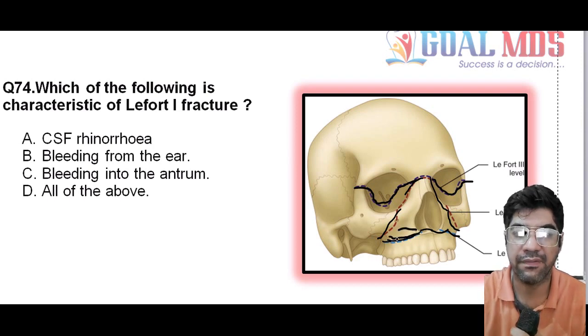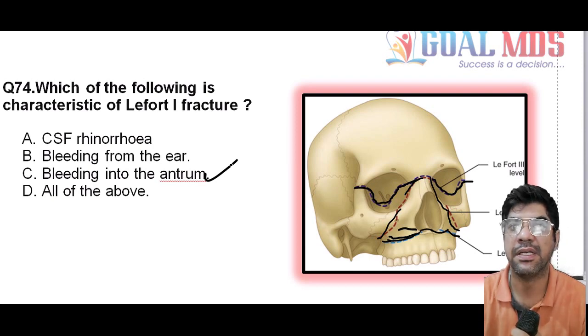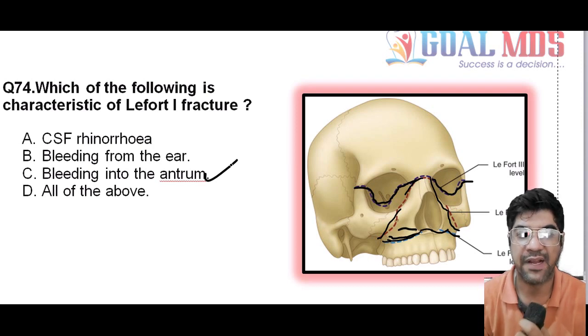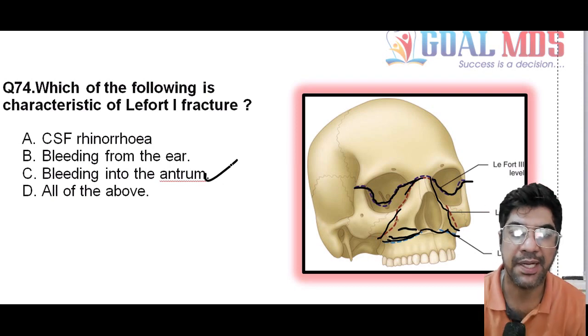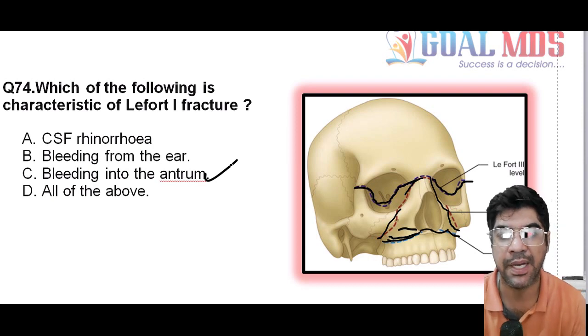So in Lee-Fort 1 fracture, the fracture line disrupts the integrity of the maxillary sinus. That is a large air-filled cavity located within the maxilla. That is why the bleeding from the antrum is generally seen in the Lee-Fort 1 fracture. The fracture line passes through the anterior and inferior wall of the maxillary sinus, so the cavity itself is often disrupted or damaged by the fracture.